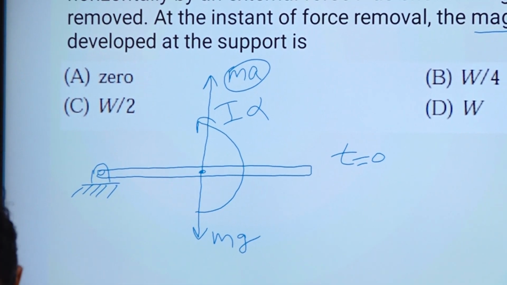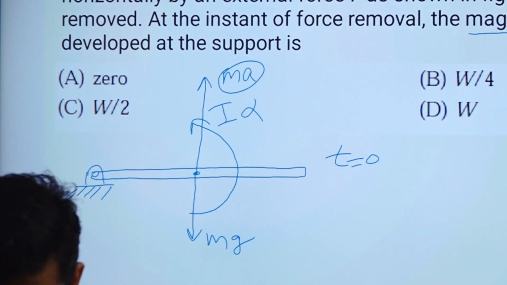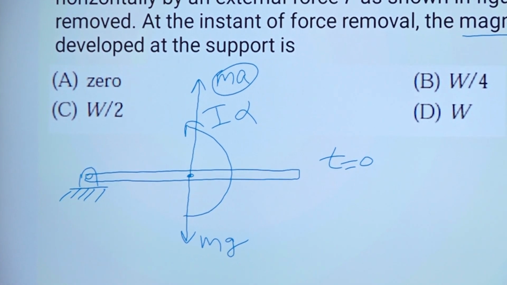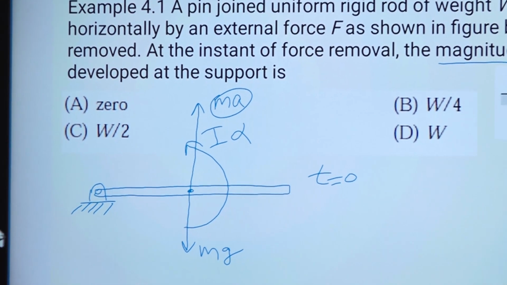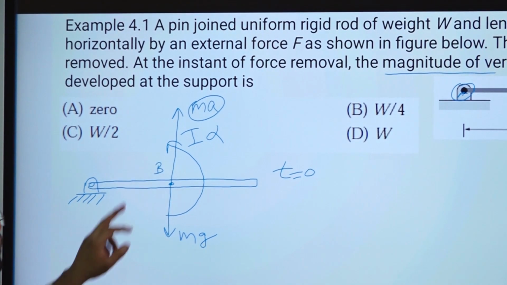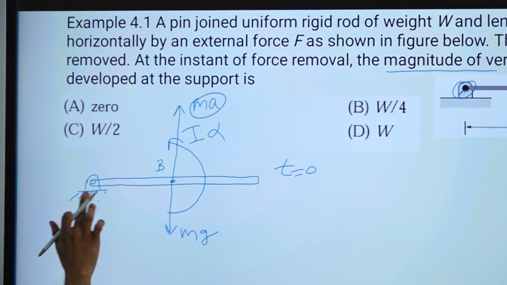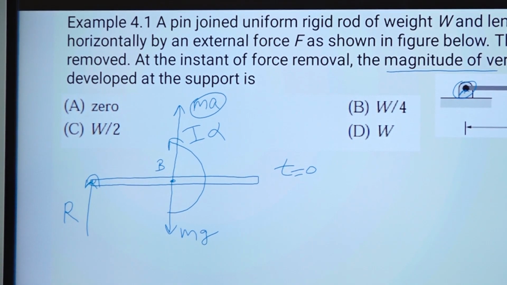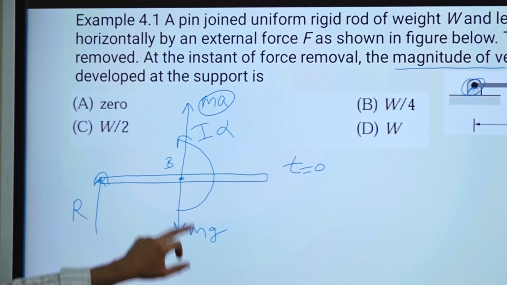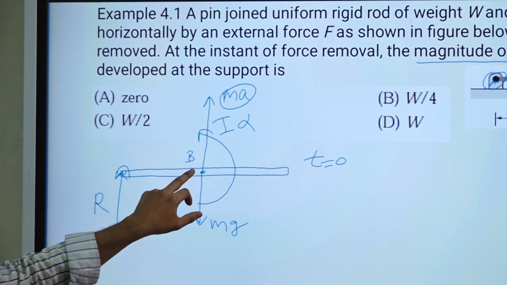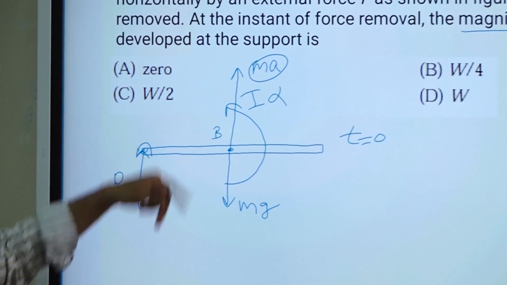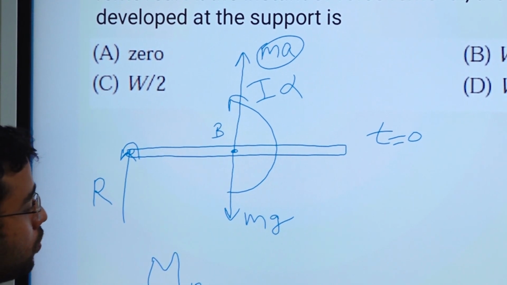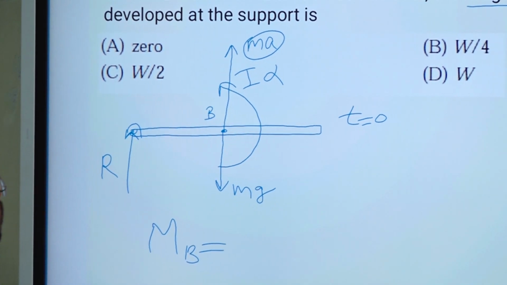So now how are we going to solve it? Now it is very easy. You have to just take moment about this point itself, B. In the free body diagram we also have to put the reaction. If you take moment about the point B itself, mg and ma both are passing through this point, so the moment because of these two things will become 0. So just take moment about the point B. So what will it be?